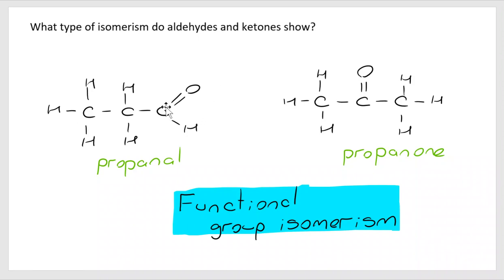Some people get confused and think they're positional because I've moved the position of the C double bond O. But remember, a ketone is a ketone because the C double bond O is in the middle of the carbon chain. In an aldehyde, it's on the end of a carbon chain. So it is very much functional group isomerism that we're looking at.